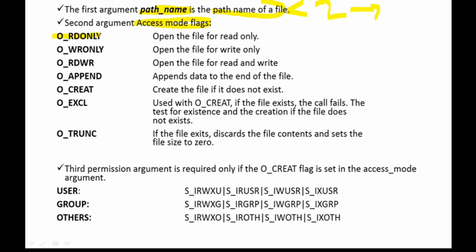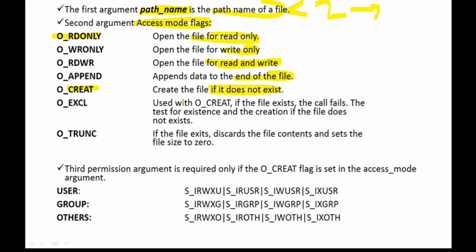The first one is O_RDONLY, which means you are going to open the file for read only purpose. Then O_WRONLY, you are going to open the file for write only. Then O_RDWR, you are going to open the file for read and write. O_APPEND appends the data to the end of a file. Then O_CREAT is there, it is going to create the file if it does not exist.